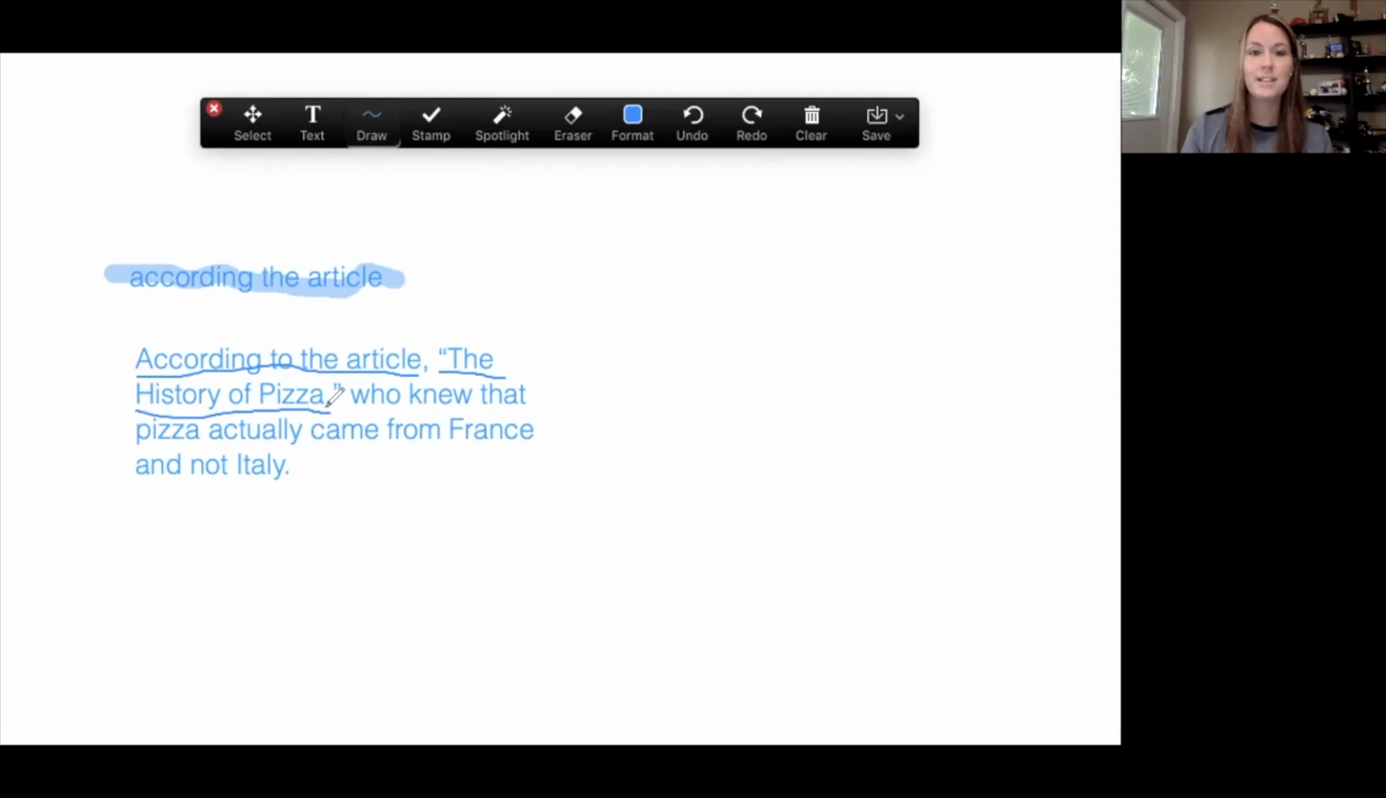So it's a quick mini lesson on text evidence. Text evidence is the information you're pulling from the text. It's the evidence or the proof of what you're talking about.